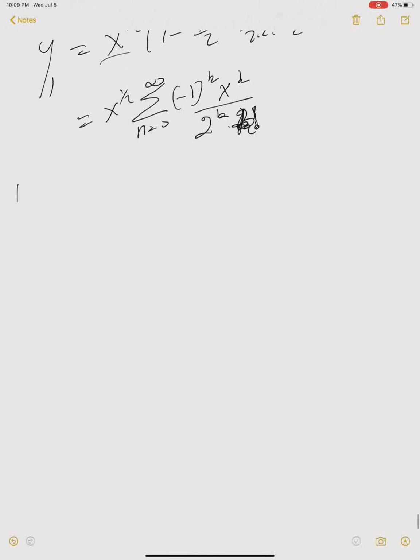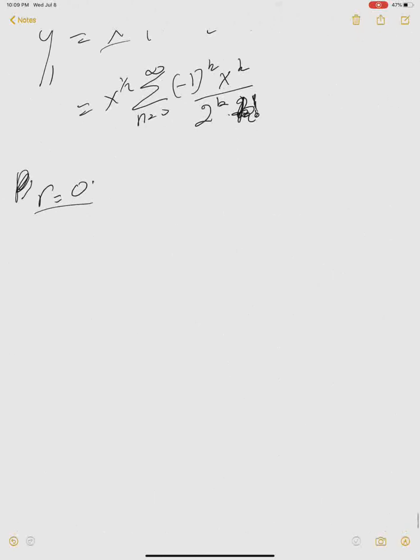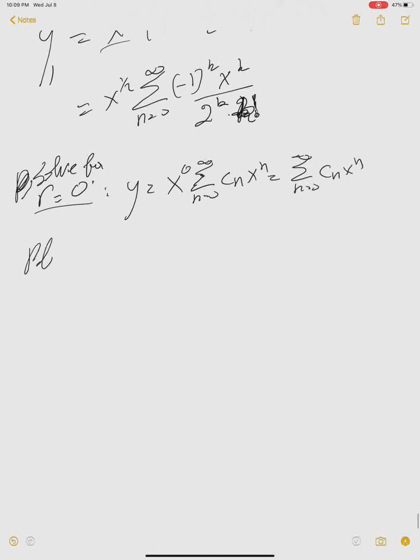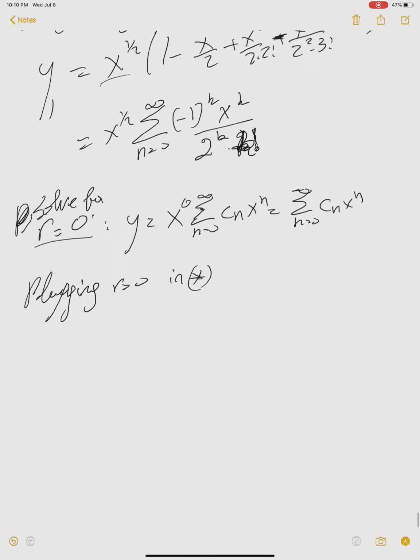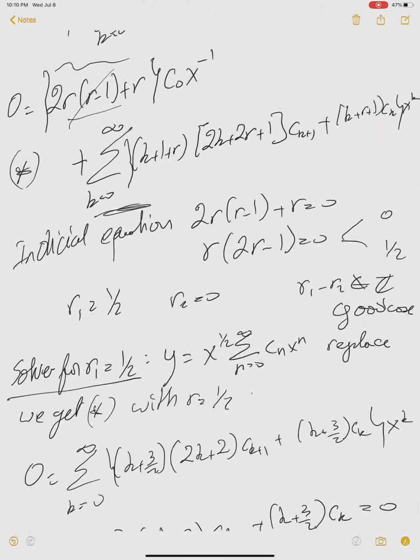Now how do I find y2? I plug in, now I take r to be 0. So I solve for r equals 0. You will have y equal x^0 times the summation from n equals 0 to infinity of c_n x^n, which is the summation from n equals 0 to infinity of c_n x^n. So plugging r equals 0 into the star equation, I know that this will vanish.